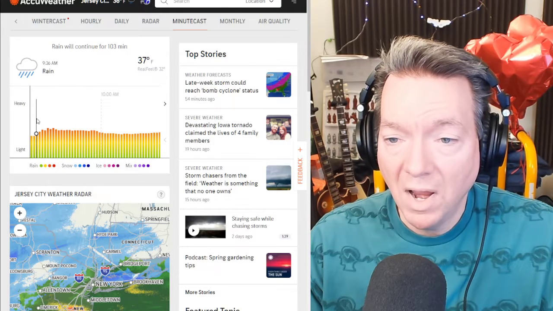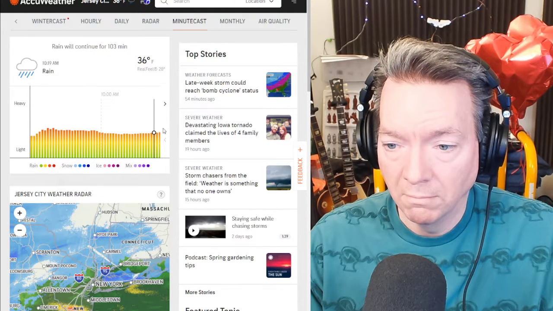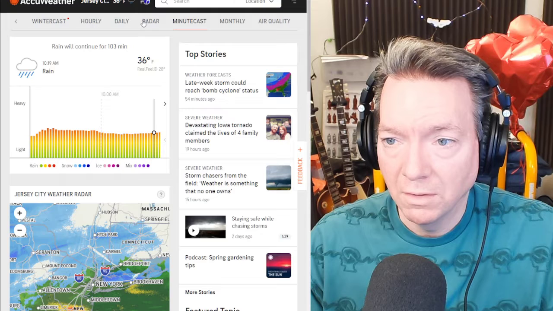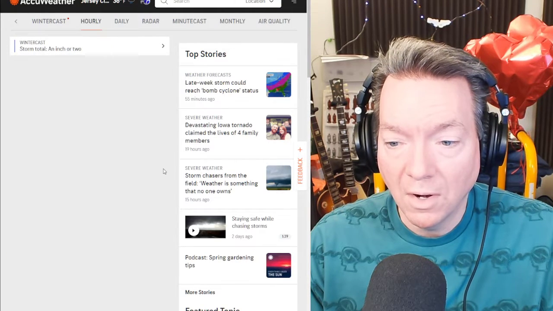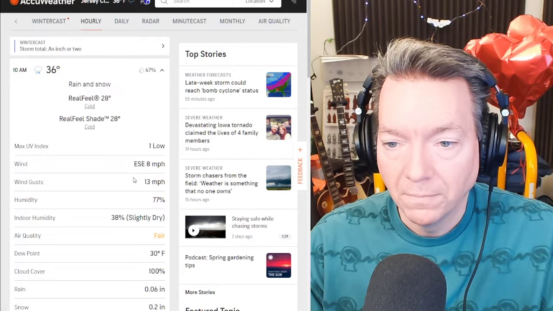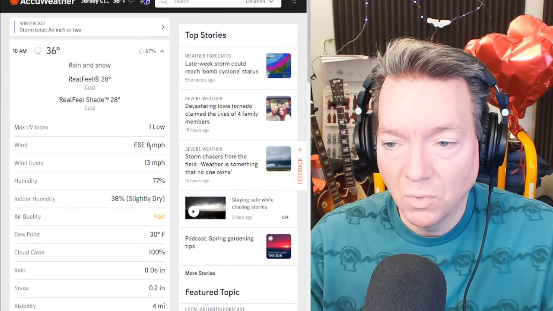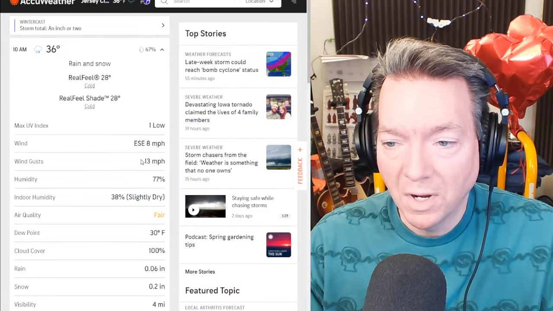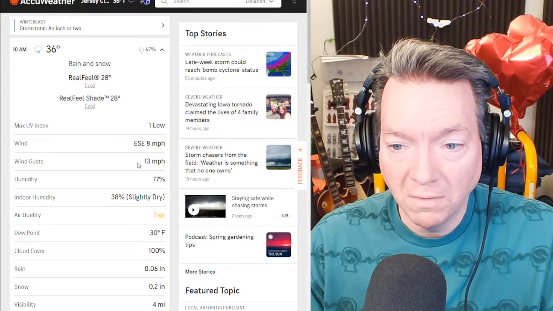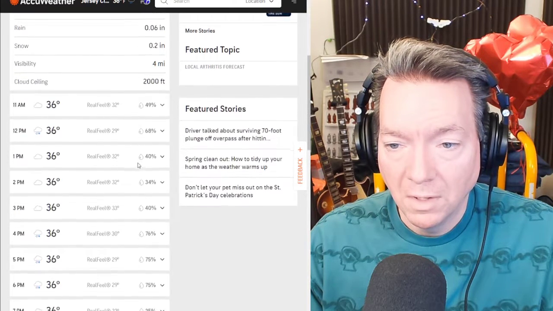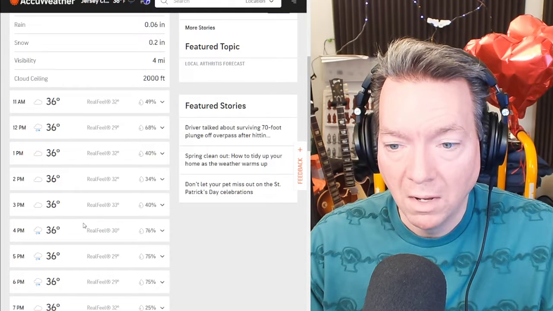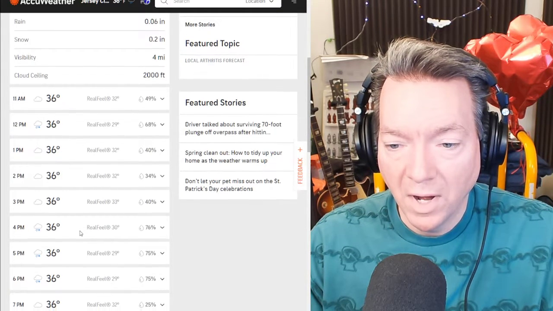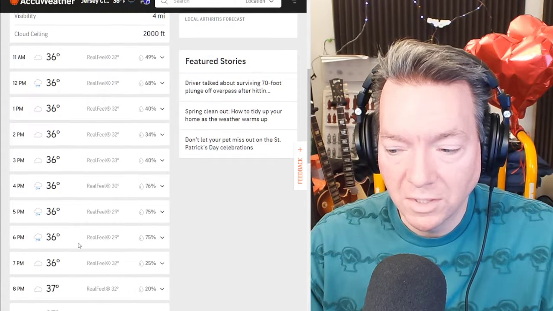But you can see the rain is falling. And then you want to check what's happening throughout the day. You click on hourly. And you get this. Wind is going to be east-southeast, 8 miles per hour, gusting to 13, which is painful. Here we go. At noon, it's going to be snowing maybe and raining. At 4 o'clock, snow and rain. 5 o'clock, snow and rain. 6 o'clock, snow and rain.